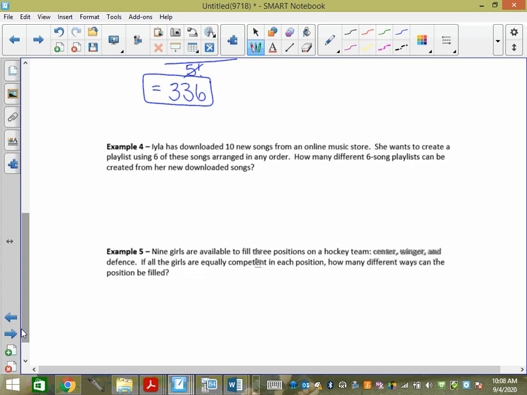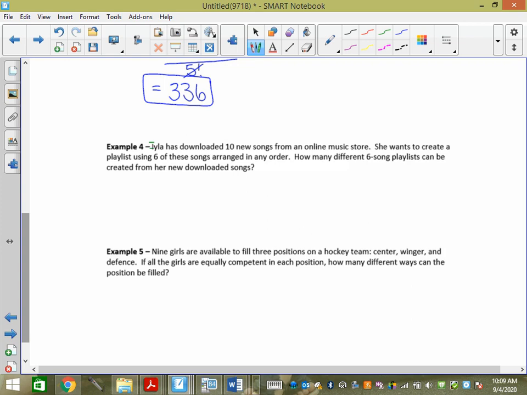Isla has downloaded 10 new songs. See, it looks like Lila. My daughter's name, and it looks like Lila because the capital I looks like a lowercase L, but it's Isla. I'm going to fix it if you would prefer, so it actually says my daughter's name.